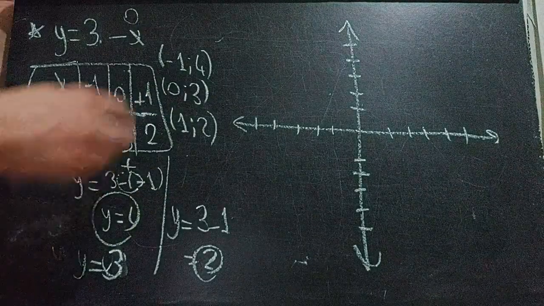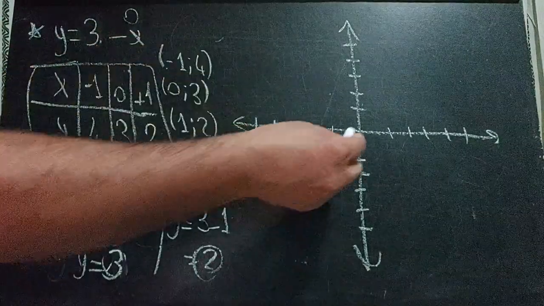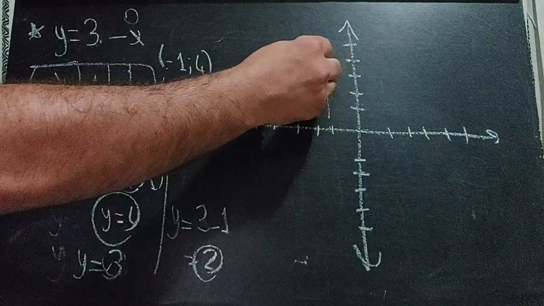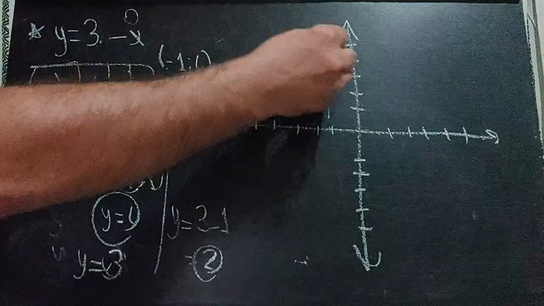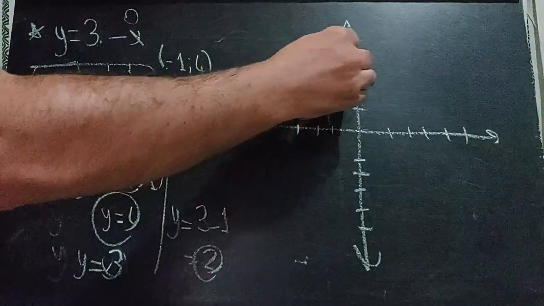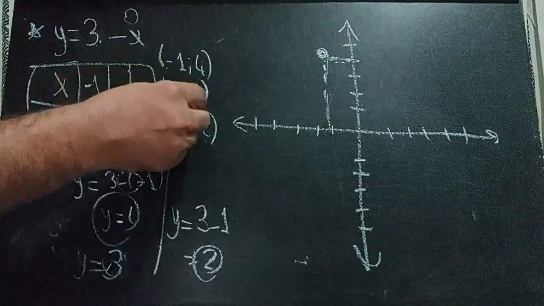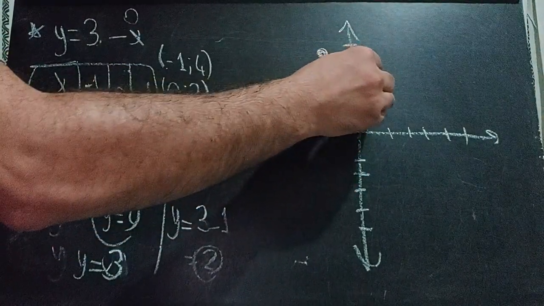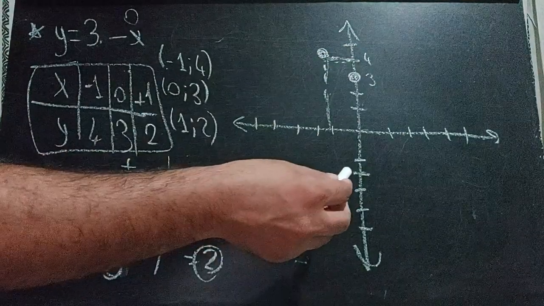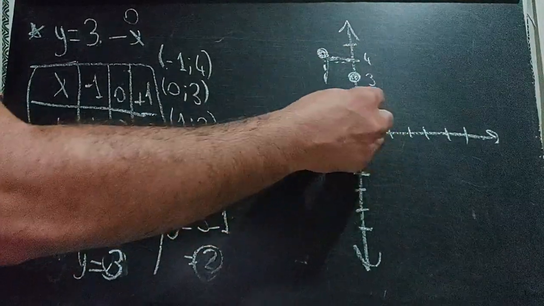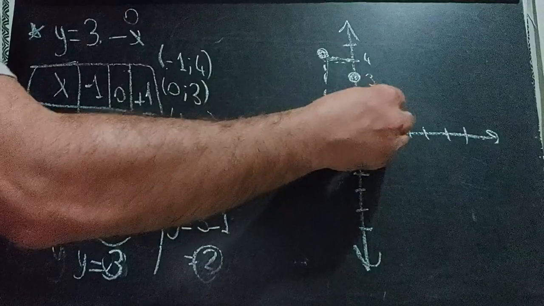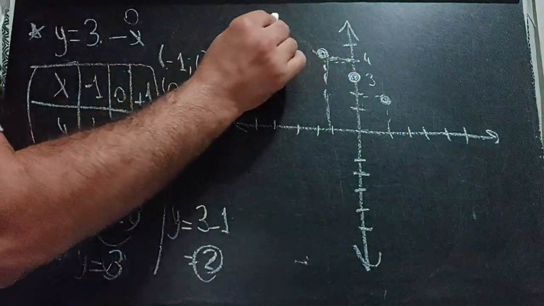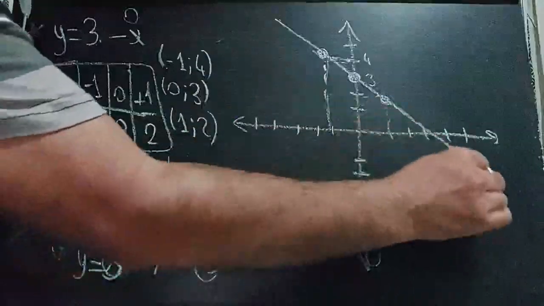Now I find those points. -1, 4 is going to be 1, 2, 3, 4, somewhere there. And 0, 3 is going to be there. And the other point 1, 2, which is there. Just join those points to each other by a straight line. It will be something like this.